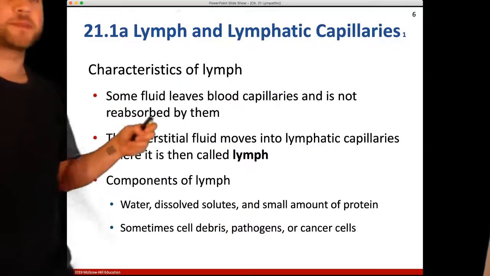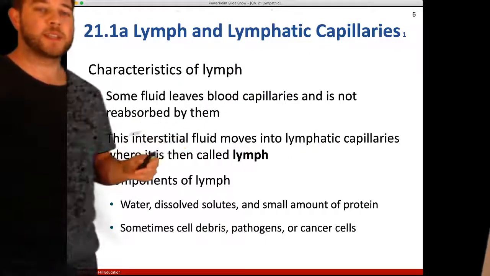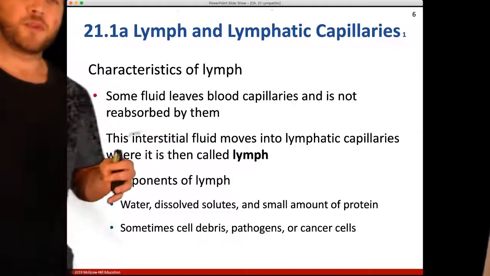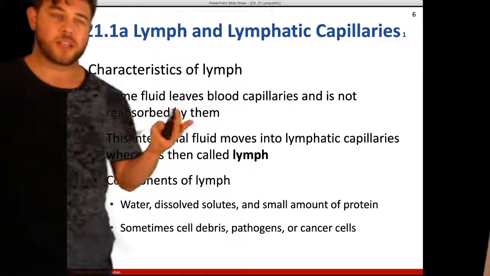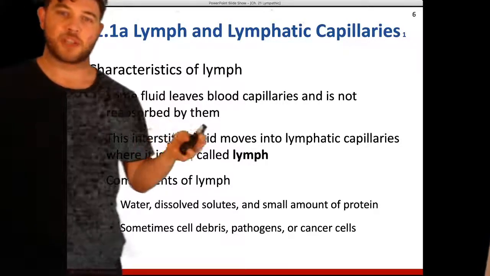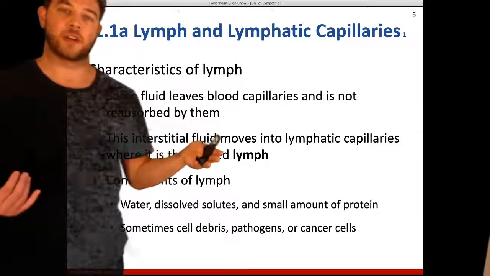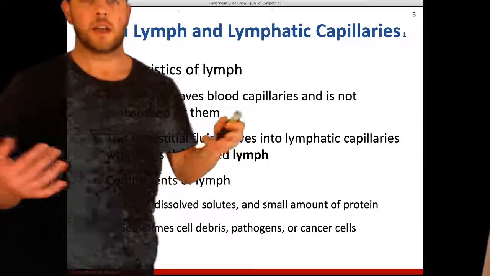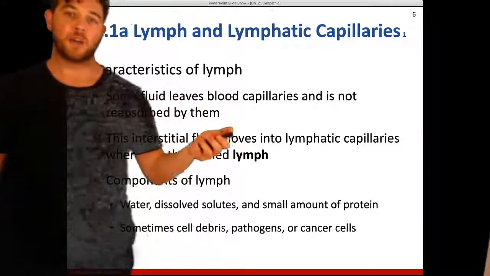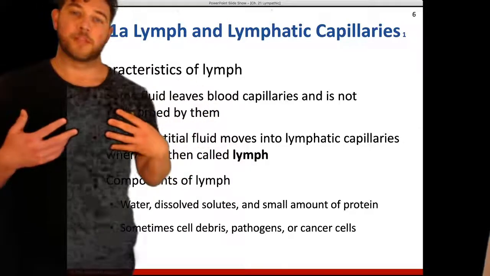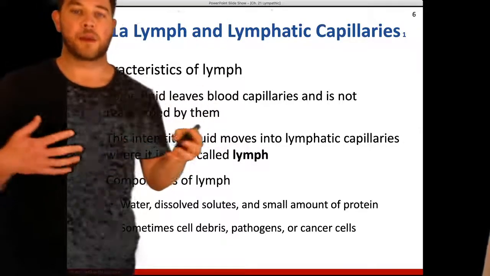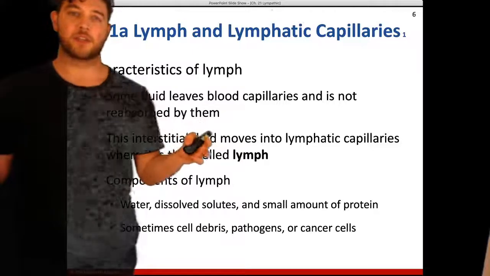Okay, so characteristics of lymph. Some fluid leaves blood capillaries and is not reabsorbed by them. If you remember when we did chapter 20, we talked about filtration at capillary beds, how you have a lot of filtration on the arterial end because you have that higher hydrostatic pressure pushing fluid out. Only some of that fluid is reabsorbed back in at the venous end. There's about 15% or so that's left in the interstitial fluid.